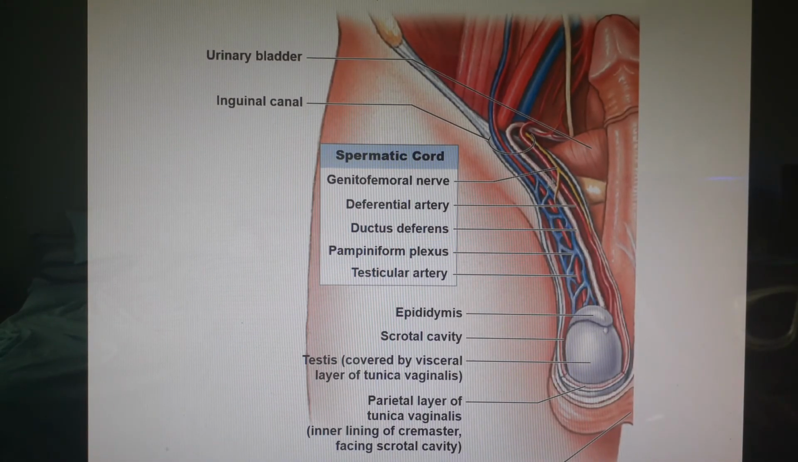So again, these are all the structures that make up the spermatic cord. You can see I've got some veins, some arteries. Here is my ductus deferens. Here is the nerve, and there would also be some fascia and connective tissue in here.